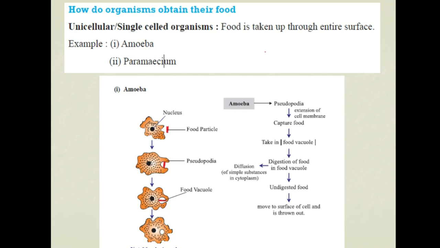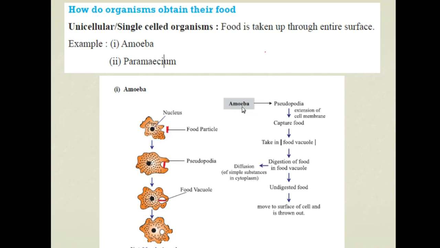Now slowly the amoeba starts to assimilate, that is digest. So slowly the amoeba starts to digest it and distributes the digested materials throughout the body of the amoeba, and the amoeba grows further. So this is called the Holozoic nutrition in amoeba. This was last year's question.